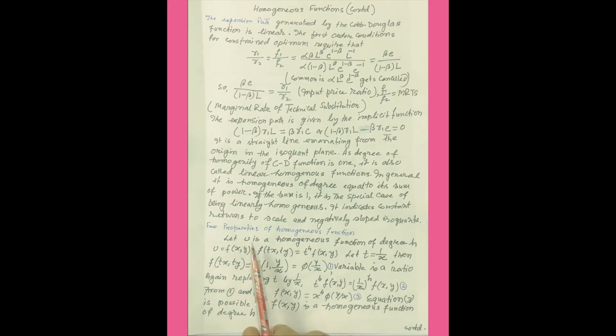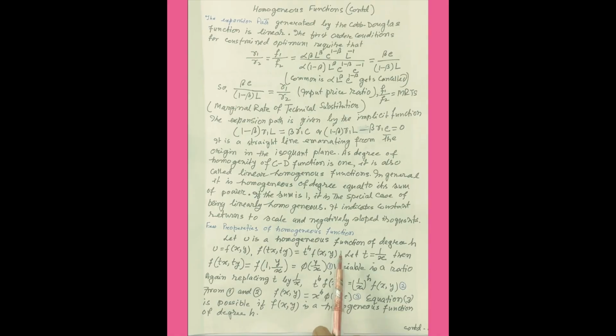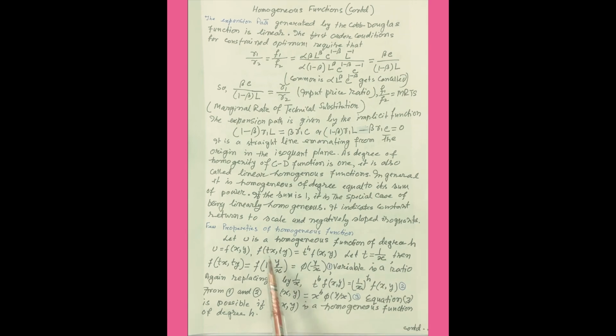Now, there are a few properties of homogeneous functions. Let U be a homogeneous function of degree h. U is a function of x, y. So, let us multiply the variables by a factor t. That means t to the power h times the function of x, y. It says that U is a homogeneous function of degree h.